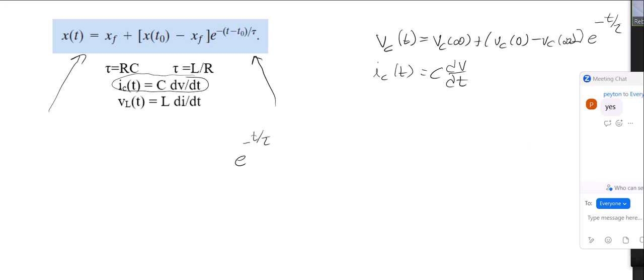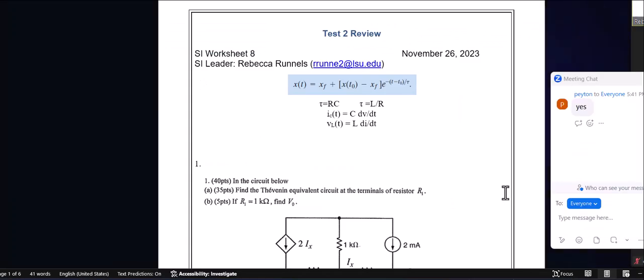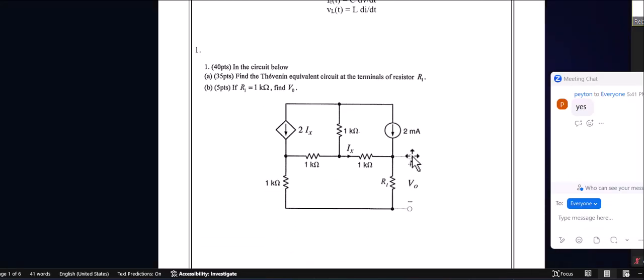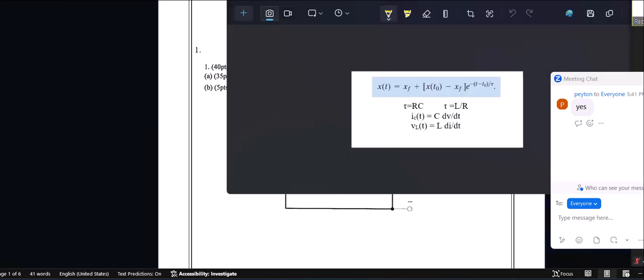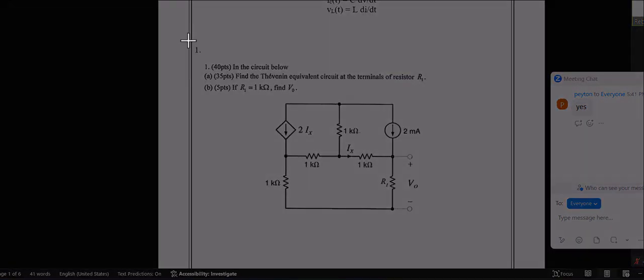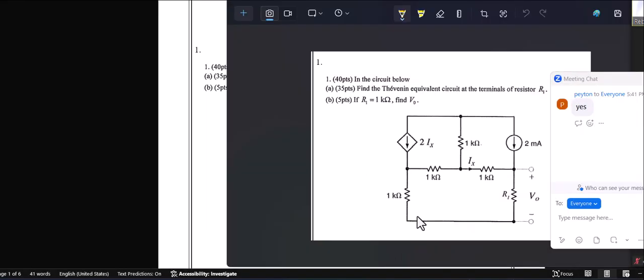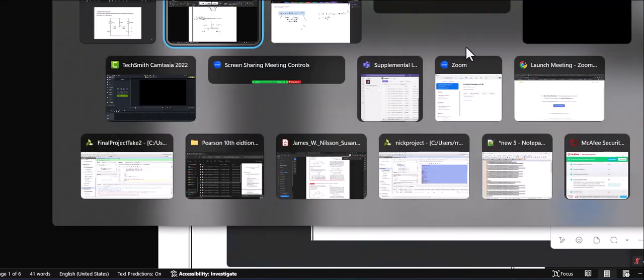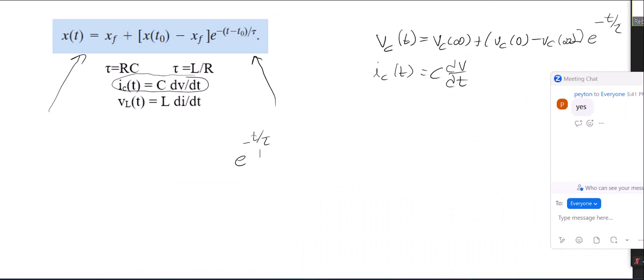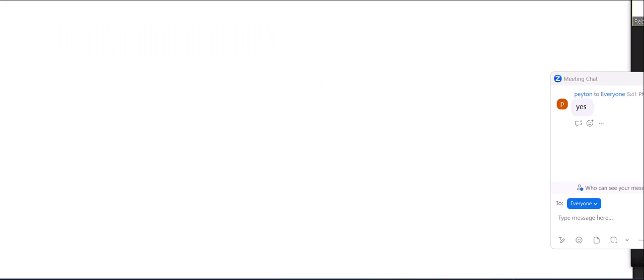So let's take a look at the first problem that was on the old test, which was to find the Thevenin equivalent of a circuit. And at any point you'll need to call out if you have a question. If you're on Zoom, I'll try to take a look at the chat, but I often miss it. It's better if you just say something. And if you're here, please ask questions. It's better if you ask questions.